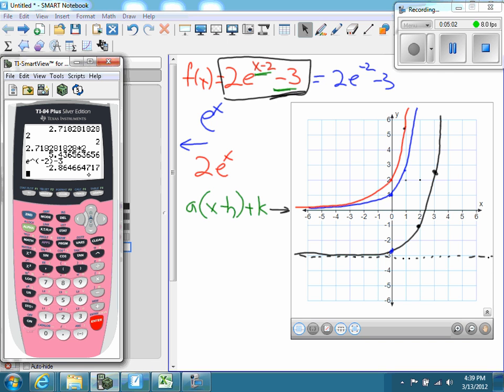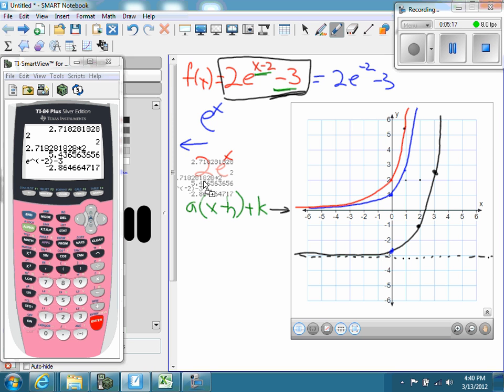You can't see it, you have to look at my calculator over there, but it comes out to be negative 2.86. And when I sketched in my graph, sure enough, I crossed the axis right about there at about negative 2.86. So that's it. I don't think you'll have too much trouble with this. If you have any questions, send me an email.